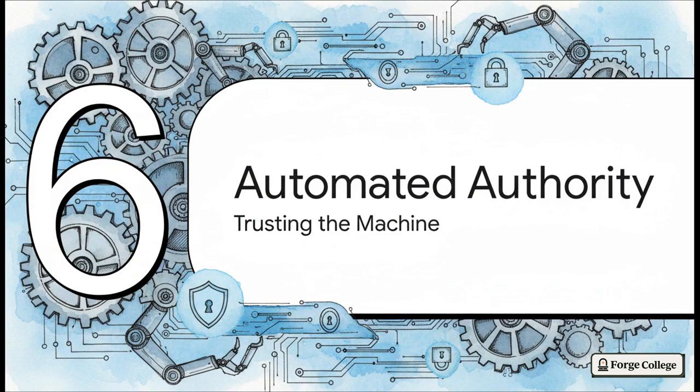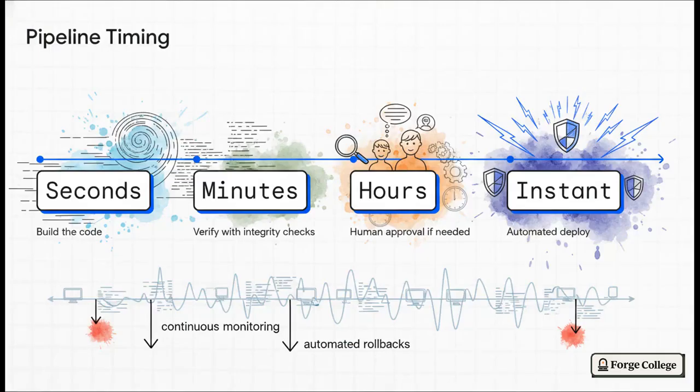And finally, Part 6, the automated authority, trusting the machine. We have officially reached the final handover. Our CI/CD pipeline has been completely transformed from a mere script into an automated authority, one that enforces our release policies without any human bias or fatigue. To summarize it all, our pipeline is a sequential filter. Building takes seconds. Verification takes minutes. Human approval, if it's needed, might take a few hours, but the actual deploy, instant and perfectly safe. This exact structure perfectly sets us up for the next stages of development, which are continuous monitoring and automated rollbacks.